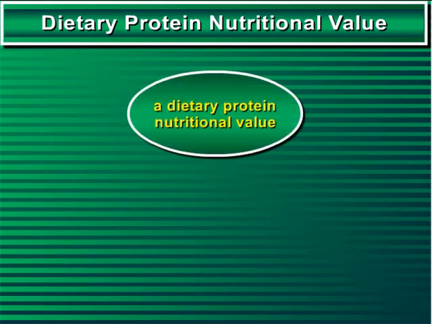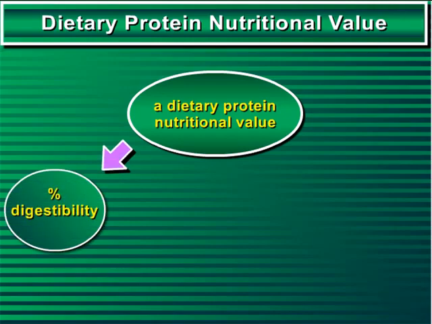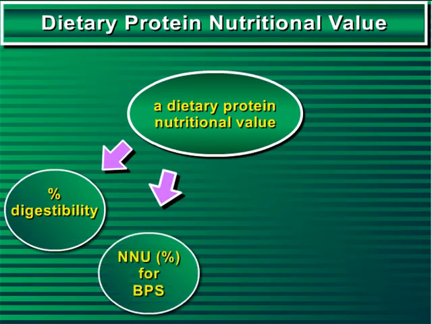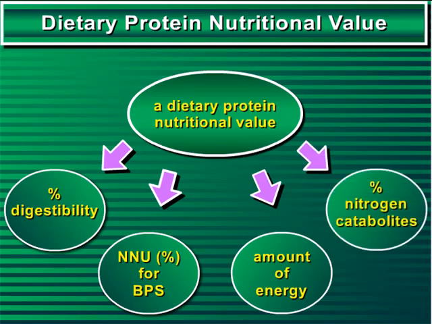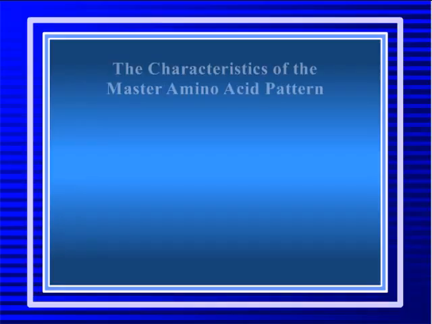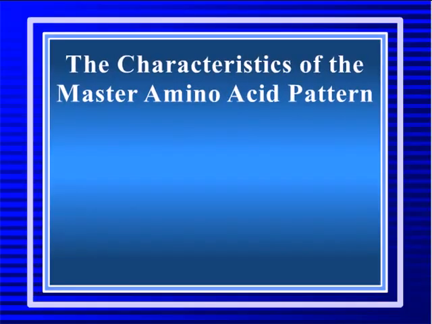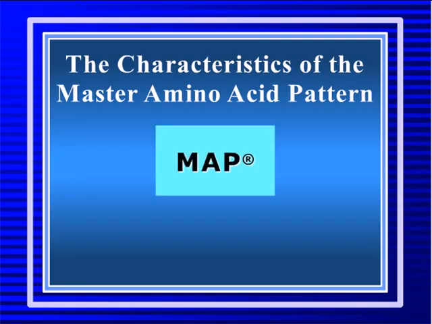To conclude, a dietary protein nutritional value can be evaluated by 4 parameters: the percentage of its digestibility, the percentage of its NNU for body protein synthesis, the amount of its released energy, and the percentage of its released nitrogen catabolites. The characteristics of the master amino acid pattern, Maap.